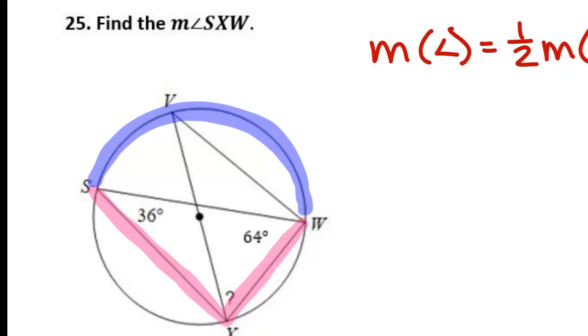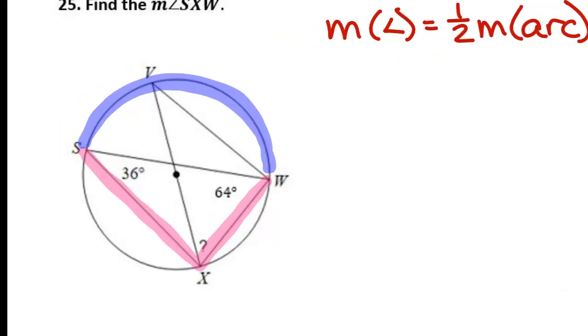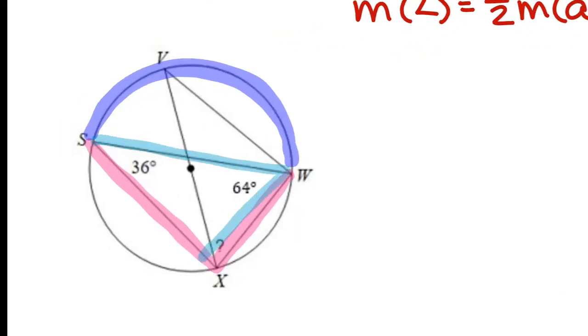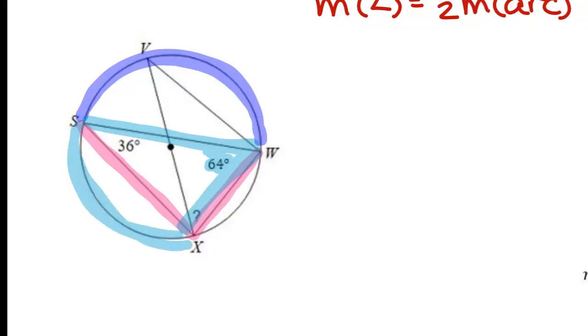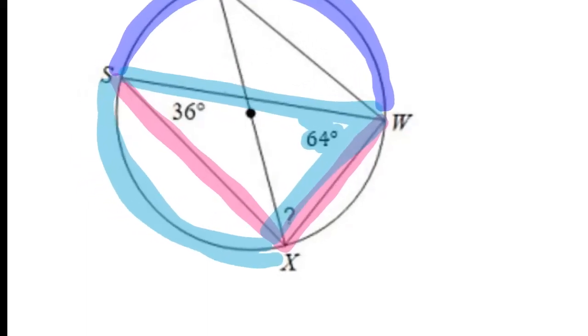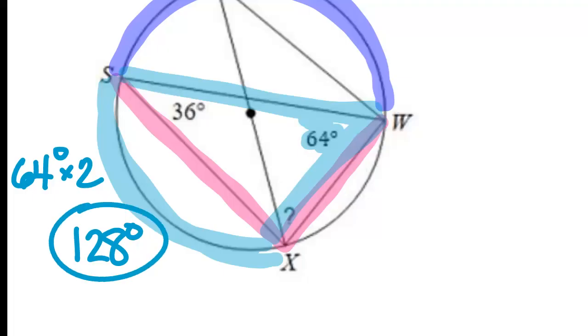Do I know how big the arc is? No. But I do know a couple of the angles in here. This is also an inscribed angle. And how big is that angle? 64. It intercepts this arc right here. So how would I find that arc? The angle is half as big as the arc. Not divided by 2. That's if I had this one. Times 2. 64 degrees times 2. So this arc over here is 128 degrees.